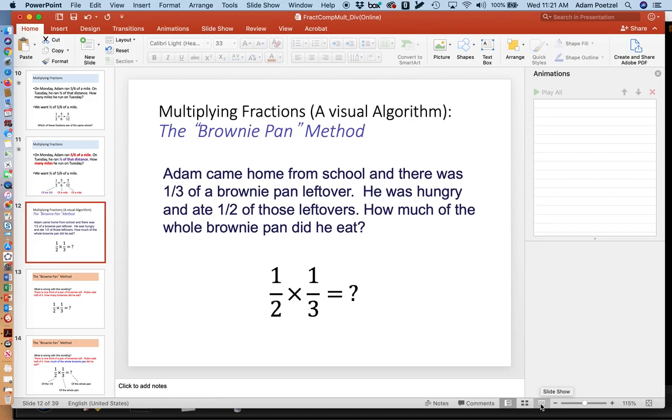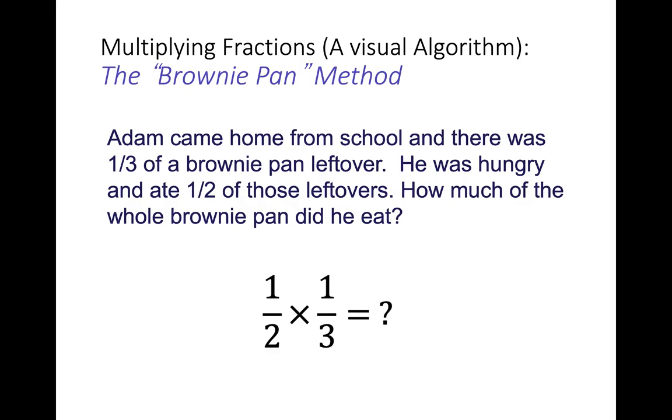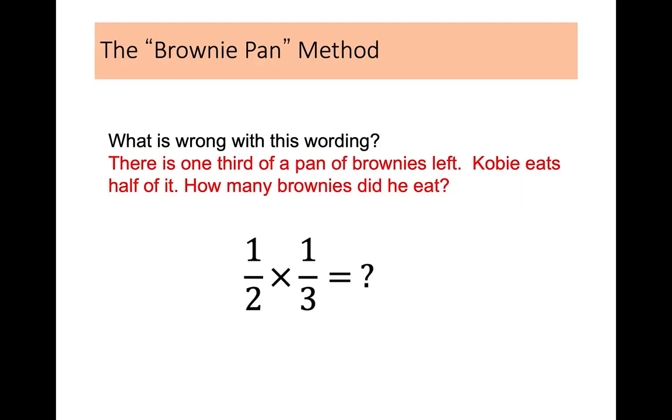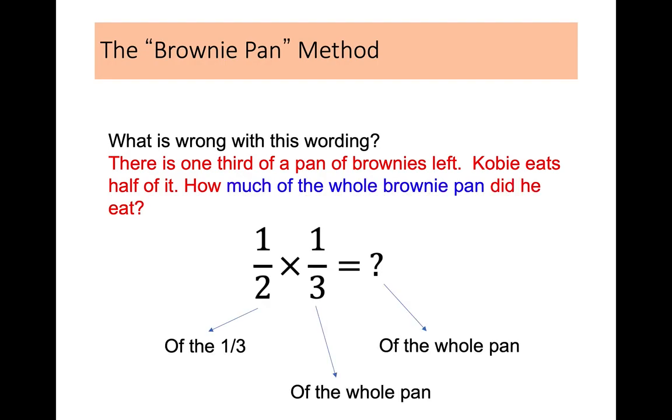Wording these problems is actually very important, because if we change the wording, it may not be a fraction multiplication problem directly anymore. So for example, here's that same problem, but what's wrong with this wording? There's 1/3 of a pan of brownies left. Kobe eats half of it. How many brownies did he eat? That's a valid question, but not for the multiplication question listed on your screen, because maybe he just had 1 brownie, right? If you cut it up, there's 1 brownie. So it's important to word it in a way that matches the meaning.